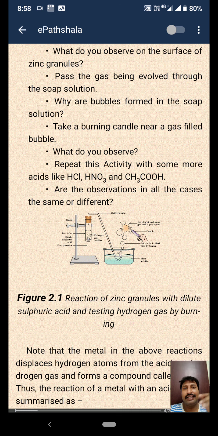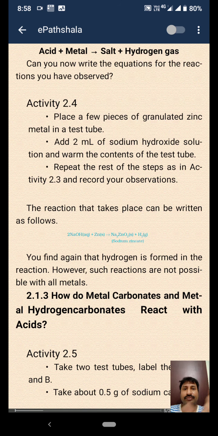Like HCl, HNO3, CH3COOH, that is hydrochloric acid, nitric acid, acetic acid, all these acids will react with a metal like magnesium, zinc, those are highly electropositive substances. Okay. Acid plus metal gives salt plus hydrogen gas, as I said, and sodium hydroxide is a base. When a base reacts with a metal, what will happen? It will give out a salt, for example sodium zincate, plus hydrogen gas will be liberated.